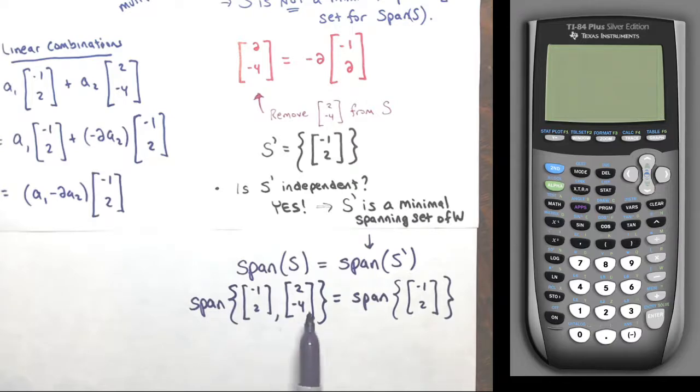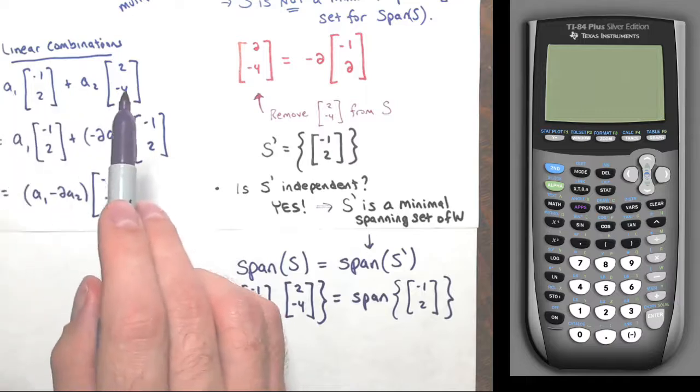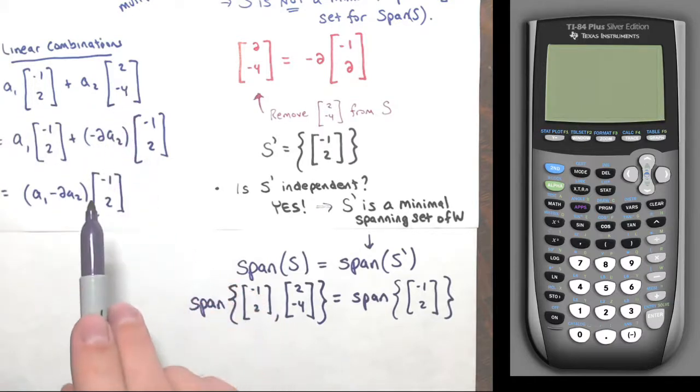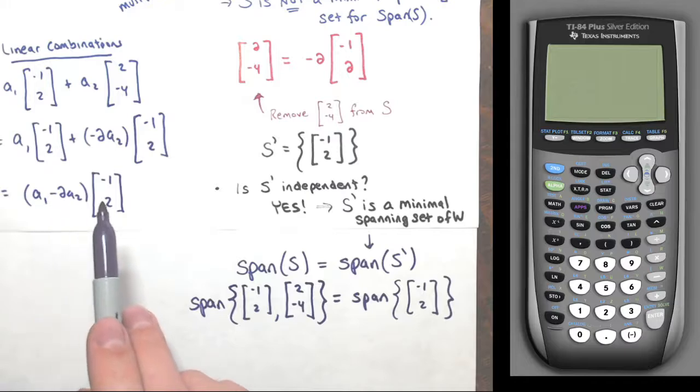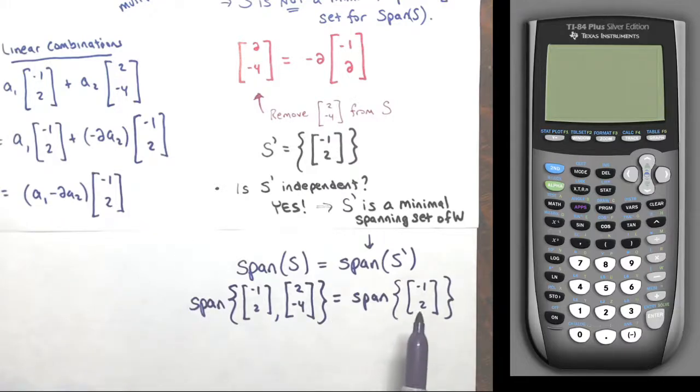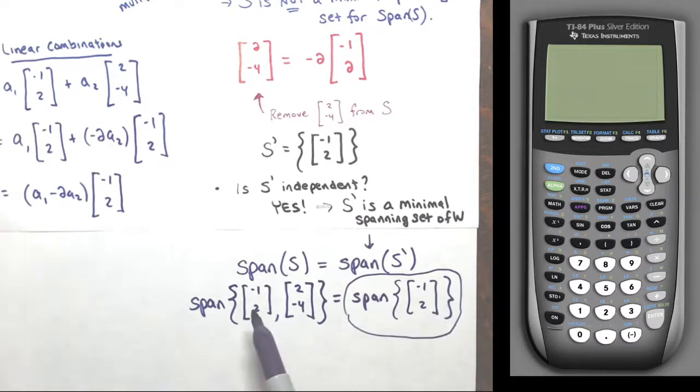This is the set of all linear combinations of -1, 2, and 2, -4. And we saw earlier that every linear combination of those two vectors is simply a scalar multiple of this vector, which is what this set is. This set is all linear combinations of -1, 2, right? Or all scalar multiples of -1, 2. So that reduces the spanning set, right? And we have our minimal spanning set, a set of one vector that spans the same set as this set of two vectors did. Okay, so that was one way to approach this.